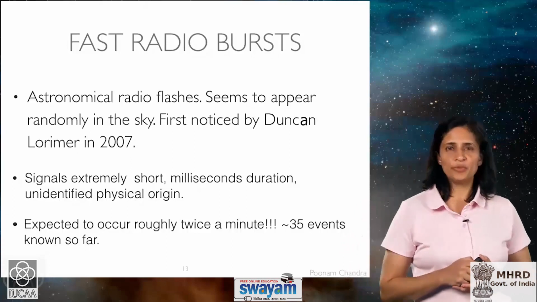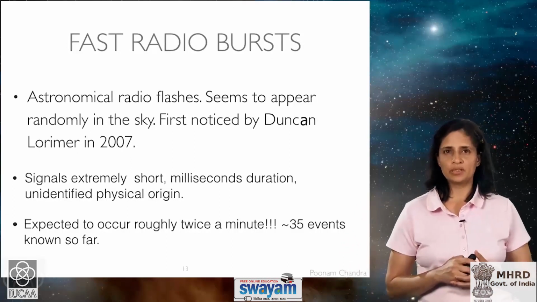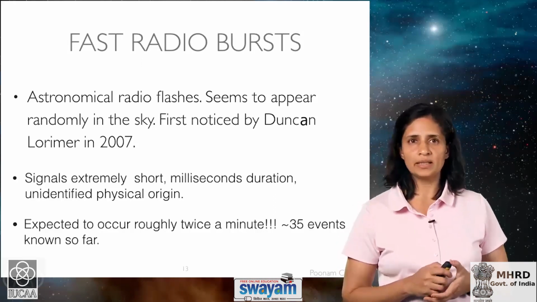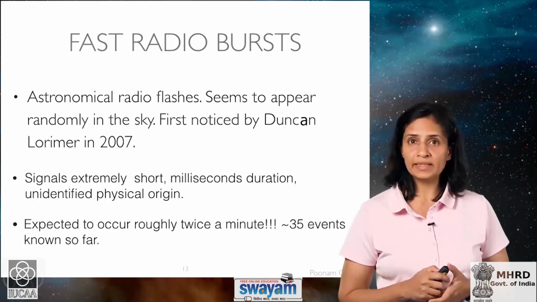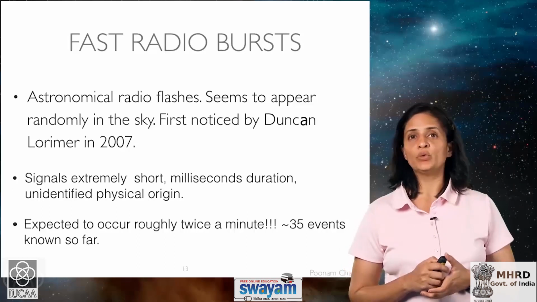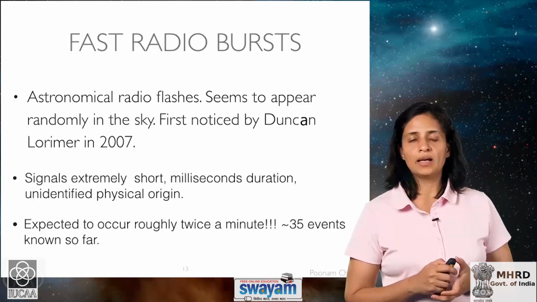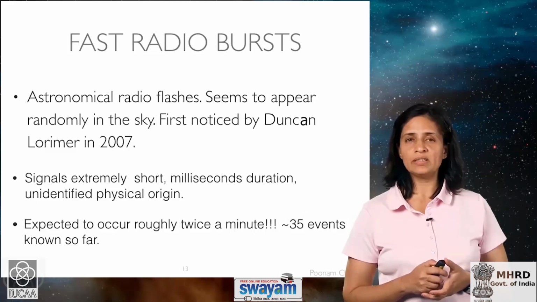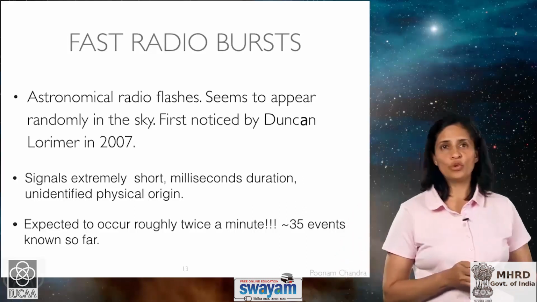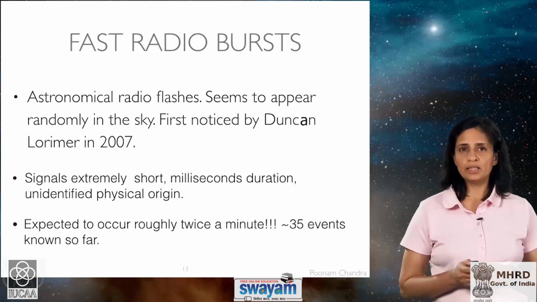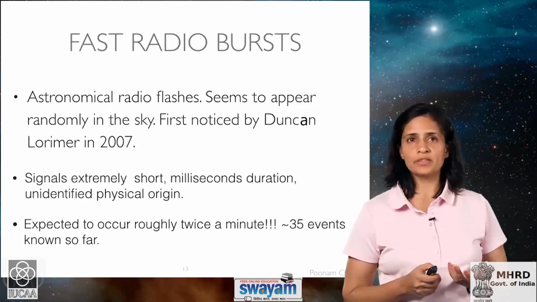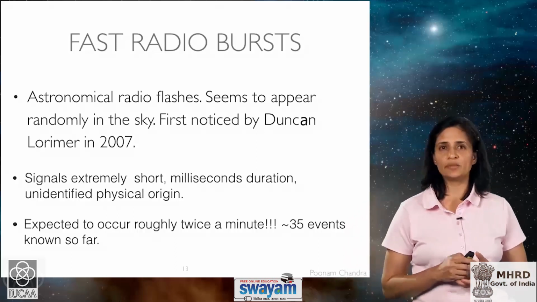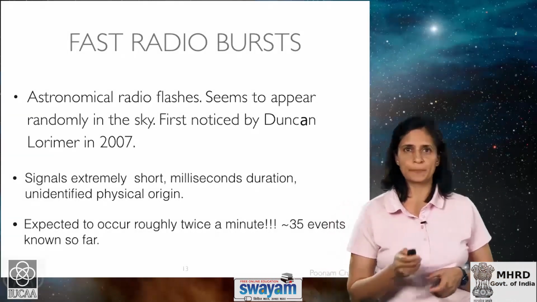All right, fast radio bursts. These are the most exotic yet enigmatic objects, transients. They last only for a few milliseconds duration. They have been seen only in the radio wavelengths. We still do not know what causes them. We know 35 such events. We have no clue what these things are. And they are one of the latest discoveries in astronomy, and all the astronomers working in transient science are puzzled by these fast radio bursts.